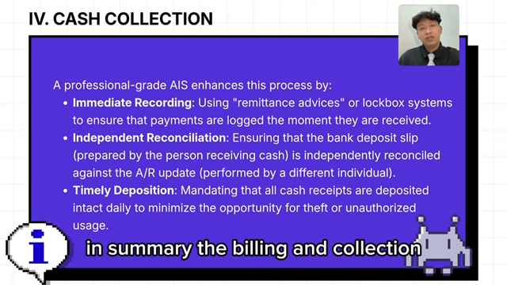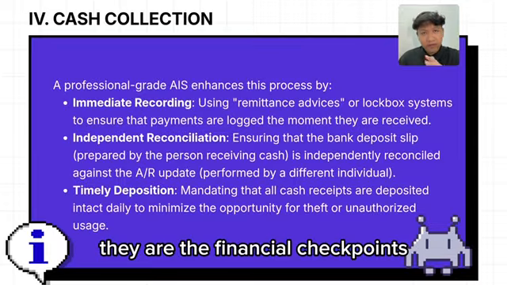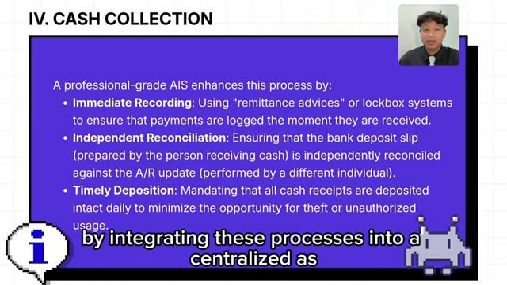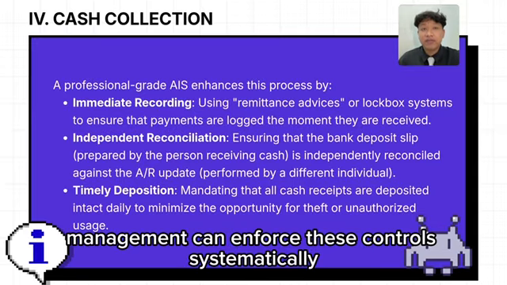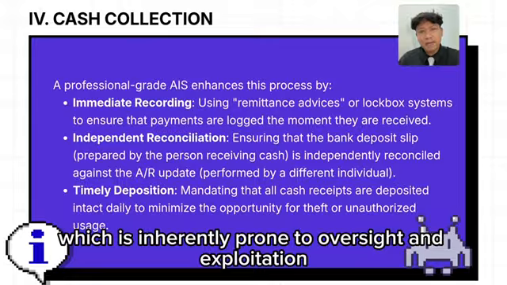In summary, the billing and collection phases are not merely operational steps. They are the financial checkpoints where the company's accuracy and asset security are validated. By integrating these processes into a centralized act, management can enforce this control systematically rather than relying on manual human intervention, which is inherently prone to oversight and exploitation.